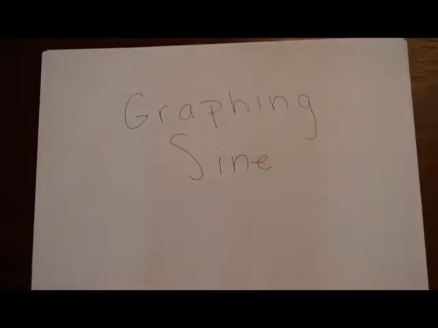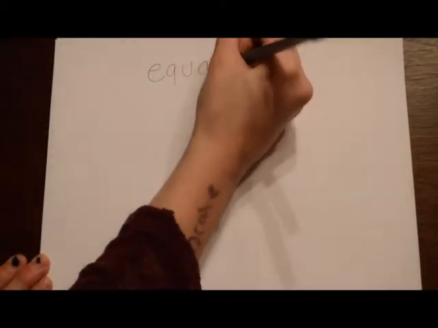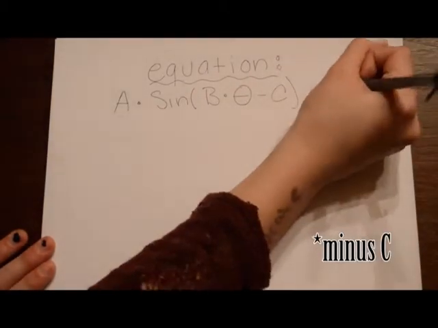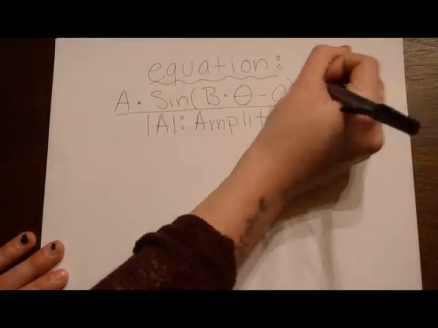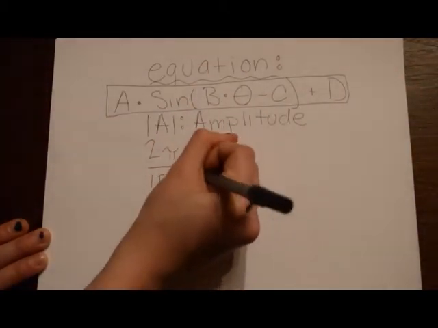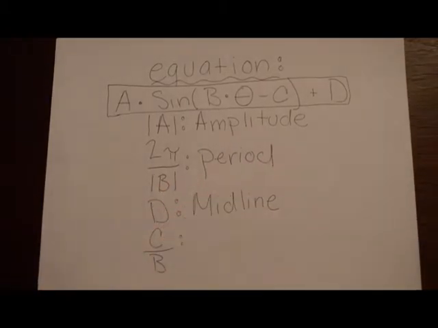Graphing sine, background, and vocab. The equation for sine is a times sine, parentheses b times theta times c, plus d. A is the amplitude. 2 pi divided by b is the period. D is the midline, and c divided by b is the phase shift.